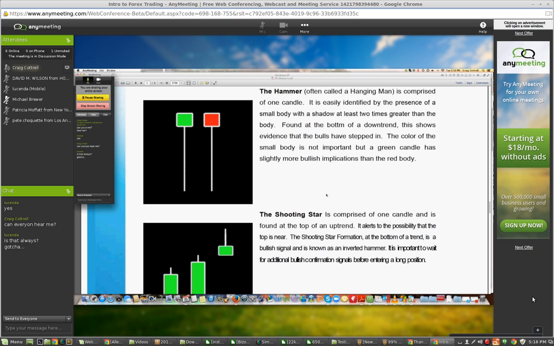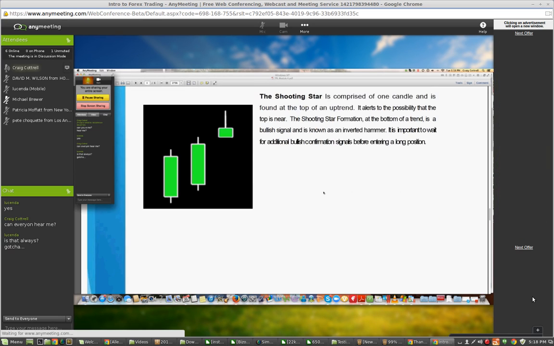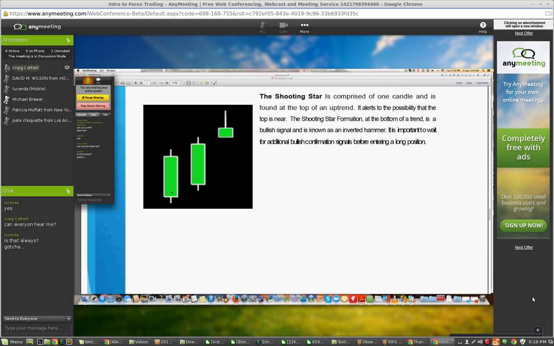Now, as you might imagine, the shooting star is kind of the opposite of the hammers. So here we have an uptrend. We have two green candles going up. Everything's looking good. But then we have a shooting star come out, which is this third candle here. The price opened here at the bottom of the body. It shot way up, but then the bear stepped in and drove the price back down. It closed close to where it opened. Very clear signal that that particular trend is losing its steam.